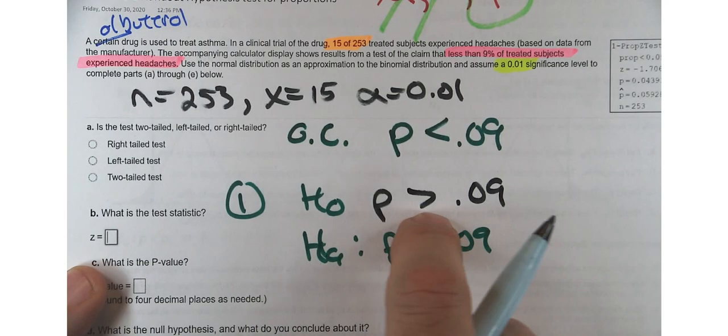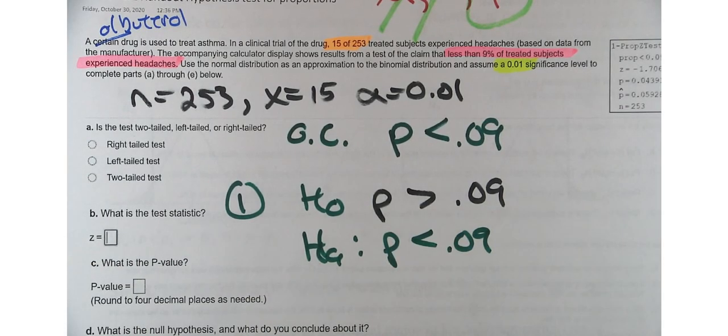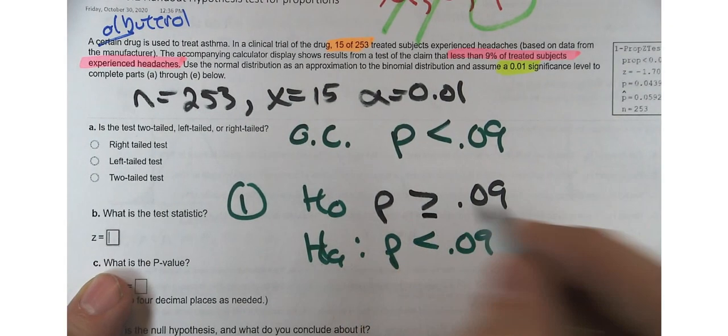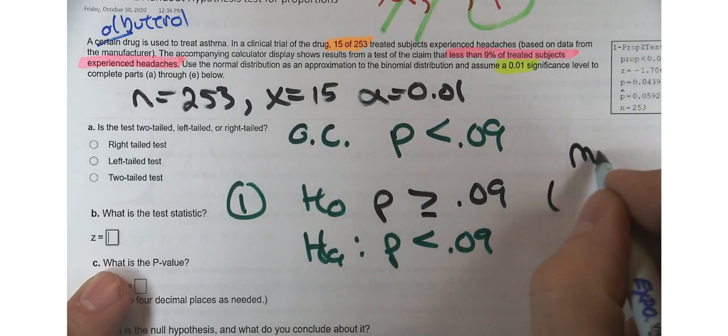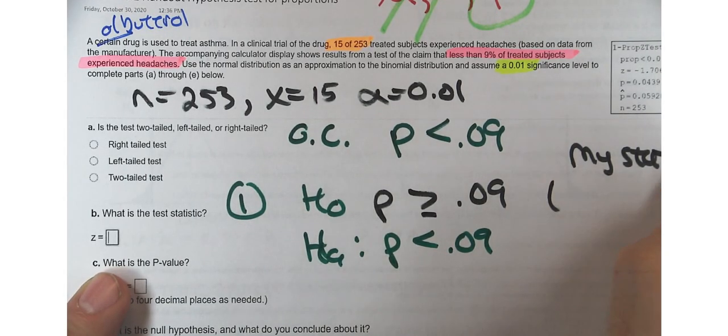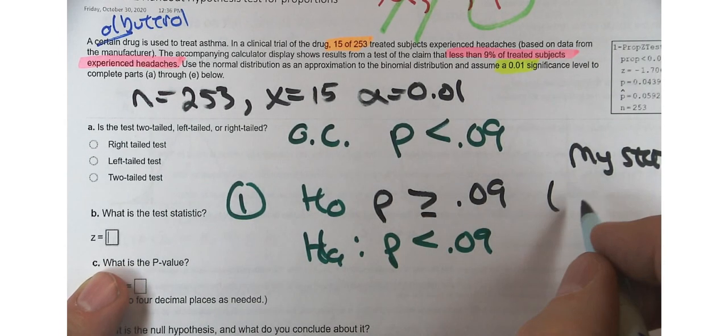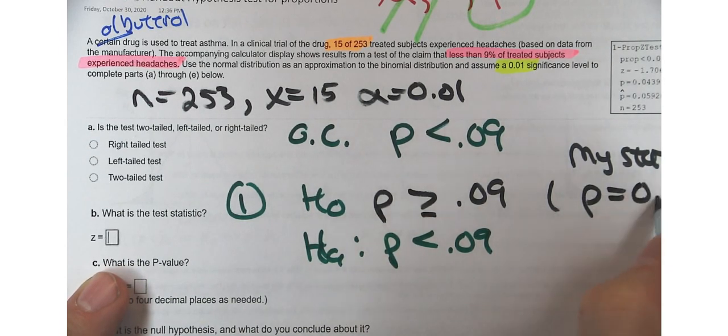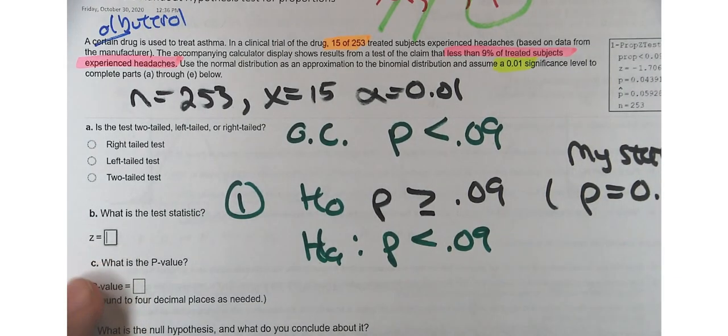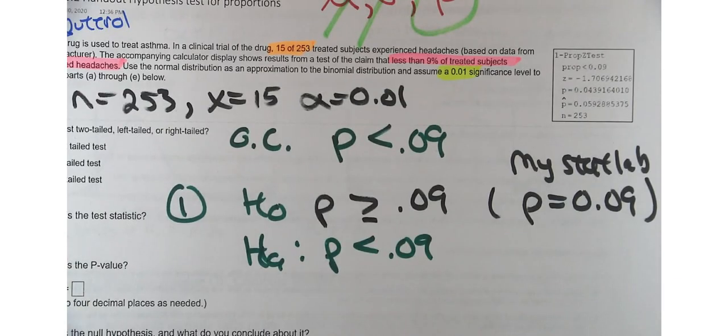What else do I need there? Greater than or equal to. And as a reminder, my StatDisk is going to do it a little differently. What's StatDisk going to put here? It's just going to put the equals. It's not going to put the greater than or equal to. I just do this because I think it makes it a little more user-friendly.